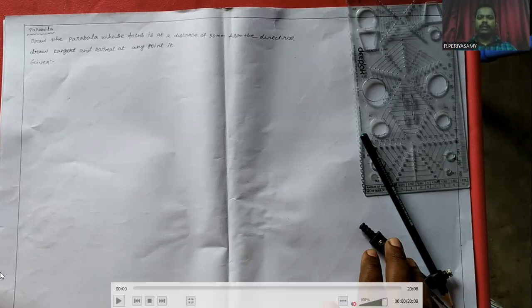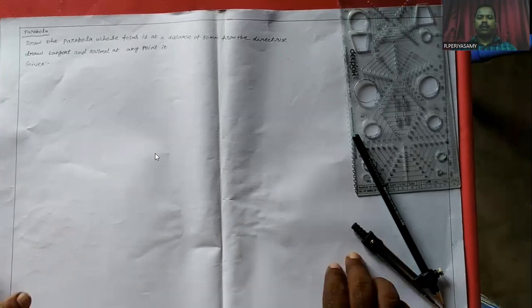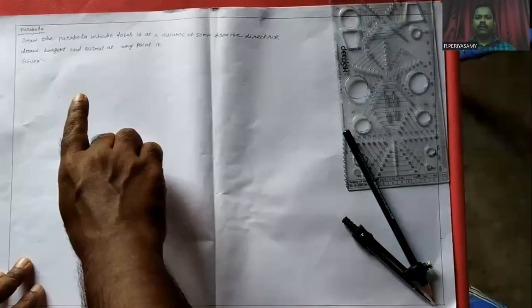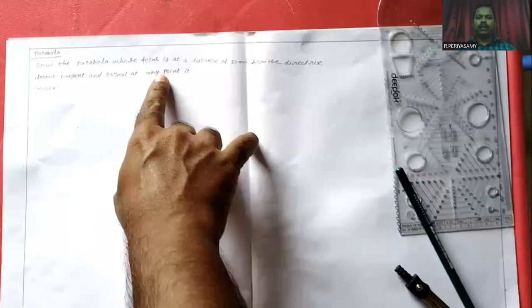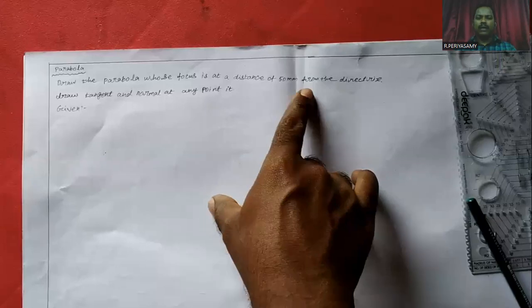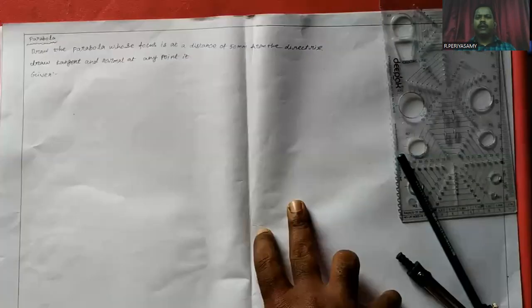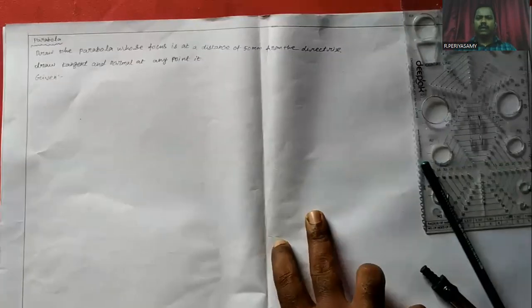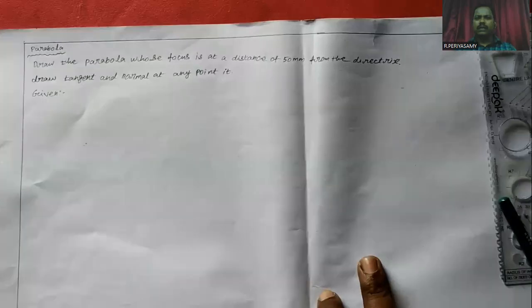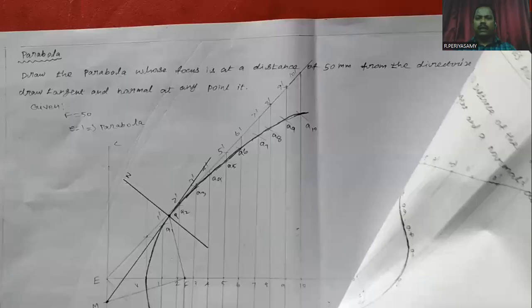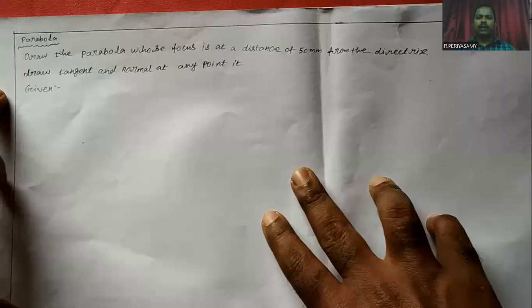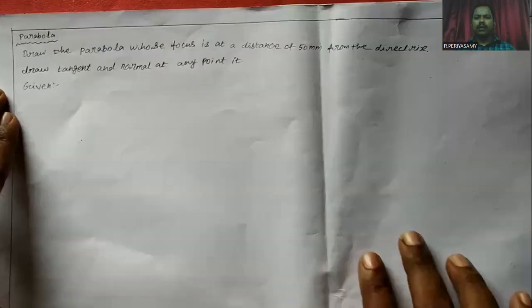In this problem, we have to draw the parabola curve, and the focus is given as 50 mm from the directrix. In a parabola problem, the eccentricity is always equal to 1. An eccentricity value less than 1 means it is an ellipse, equal to 1 means it is a parabola, and greater than 1 means a hyperbola. In this problem, this is a parabola problem.